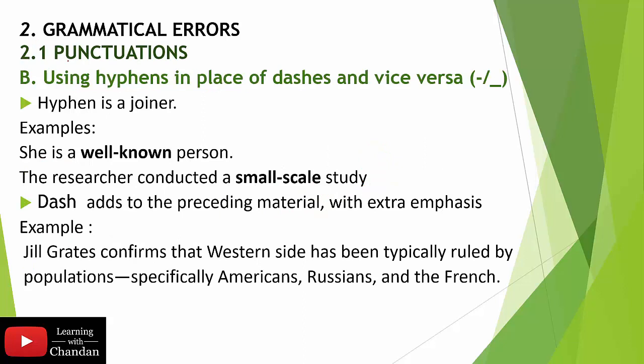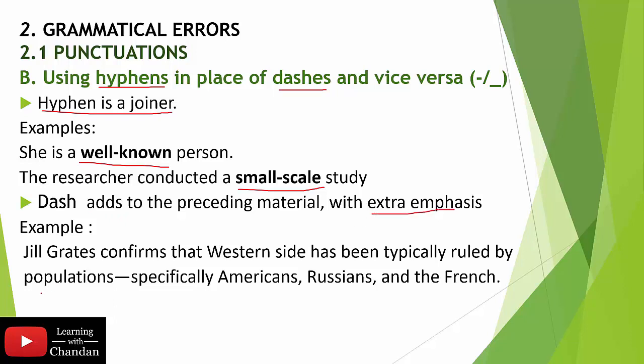Another punctuation mark which is very important is the difference between a hyphen and a dash. A hyphen is smaller, a dash is larger. Also, a hyphen is a joiner between the two words like well-known, small case. But a dash actually means a strong pause because it adds to some preceding material with extra emphasis.